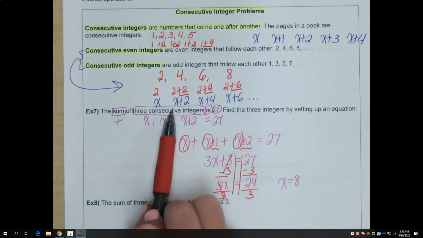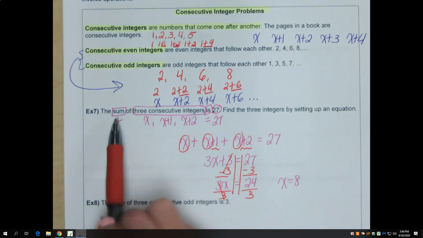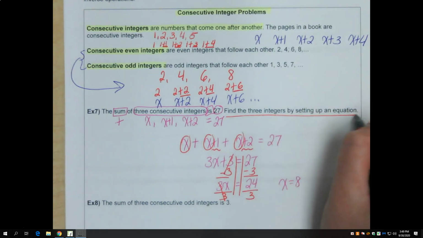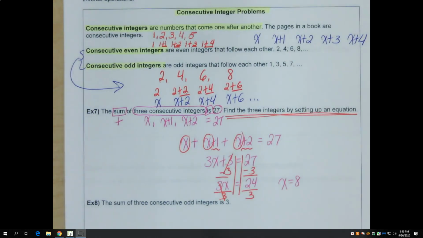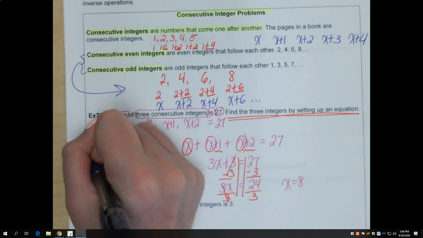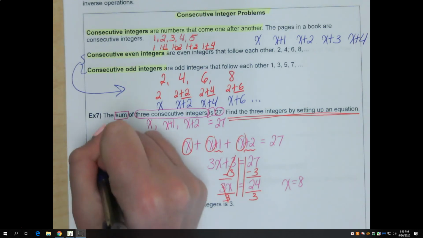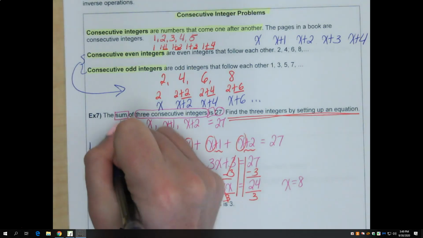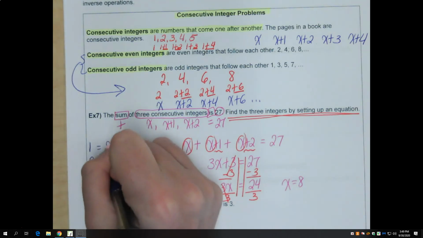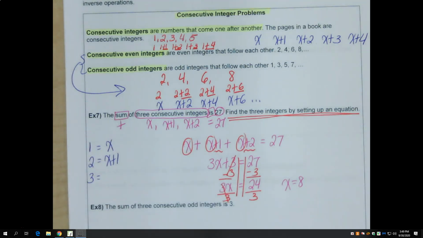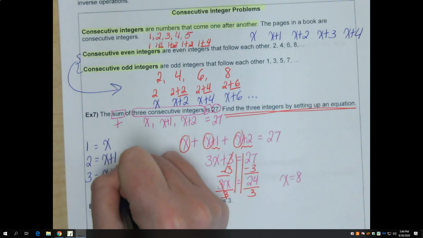Cubing, circling the numbers, boxing the action words, and underlining the question. The question says find the 3 integers. I want to find what those numbers are going to be. So here we go. We have our first number, our second number, and our third number. The first number was x. The second number was x plus 1. And the third number was x plus 2.